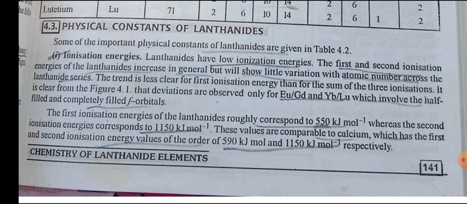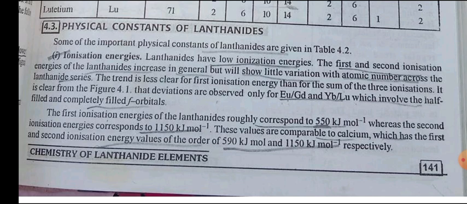Ionization energies. Lanthanides have low ionization energies. The first and second ionization energies of the lanthanides increase in general, but show little variation with atomic number across the lanthanide series. The trend is less clear for the first ionization energy than for the sum of the three ionizations. It is clear from figure 4.1. The deviations are observed only for Eu, Gd and Yb, Lu, which involve the half-filled and completely filled f orbitals.